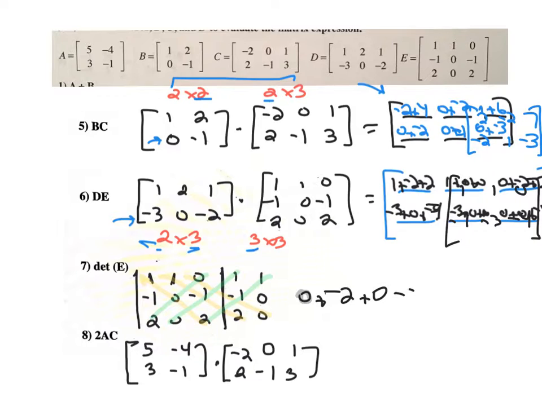Multiply again, except this time I'm subtracting: negative 2, 0, 0. That gives me negative 2 minus negative 2, which is 0. So the whole thing is 0.